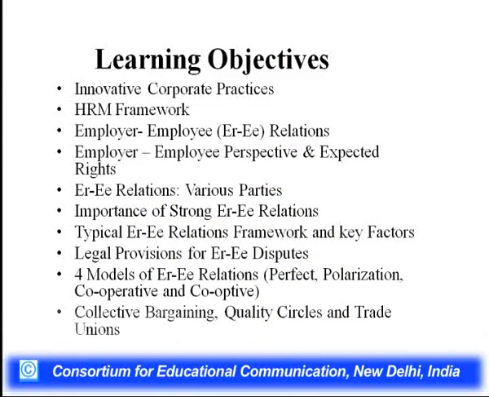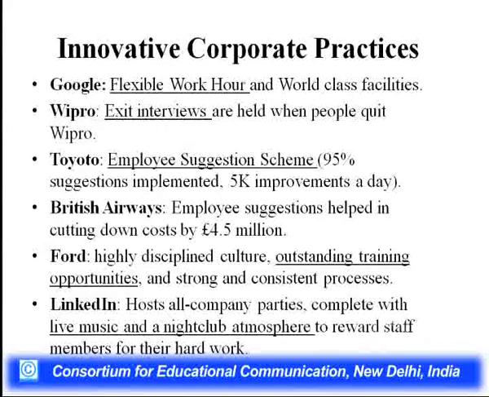Apart from that, we will also be referring to the importance of strong employer and employee relations, how they can be established in a better manner, and the other key important terms that are referred to in effective, better, stronger employer and employee relations, which may include collective bargaining, quality circles, and the trade union component. So now we can move ahead with a set of examples.